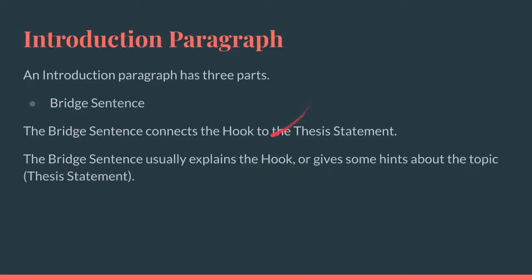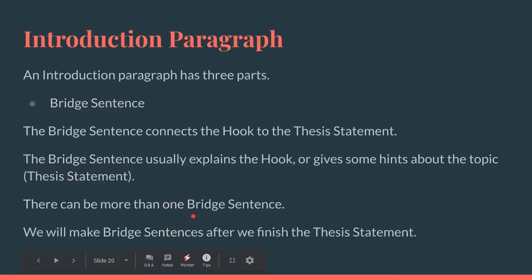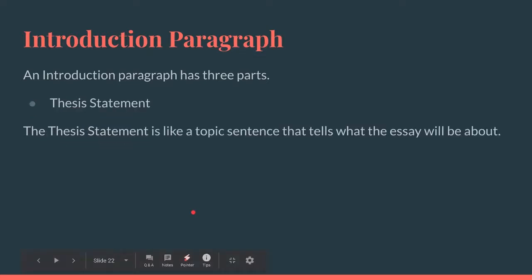The bridge sentence usually explains the hook or gives some hints for the topic, and that topic is going to be in the thesis statement, right? There can be more than one bridge sentence, but I really recommend making just one bridge sentence if you can, because it gets more complicated if you make multiple bridge sentences. Also, it's usually easier to make the bridge sentence after you make your thesis statement and your hook. So we're going to skip that for now. We're going to come to the thesis statement. So the thesis statement is like a topic sentence.